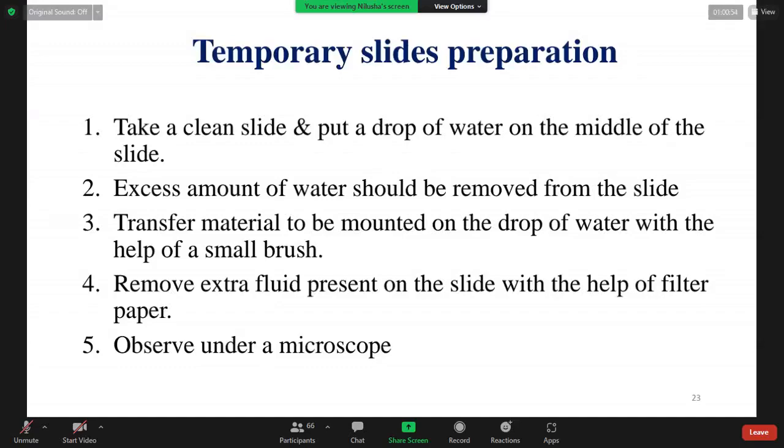It is temporary. This slide we are preparing is for temporary observation, not preserved for a long time. Is it okay? Yes, ma'am.